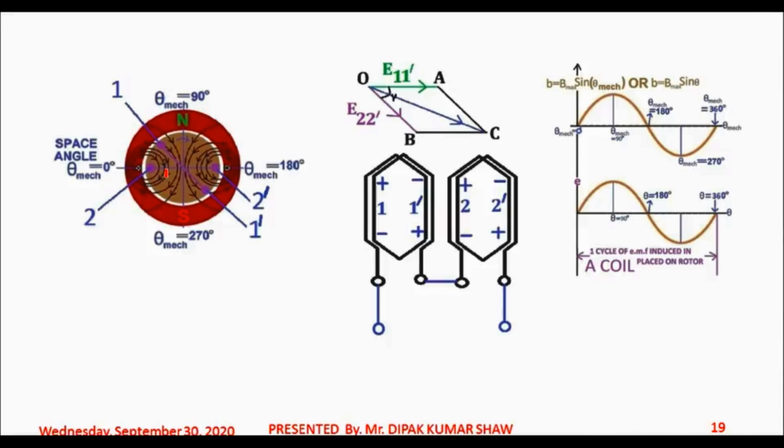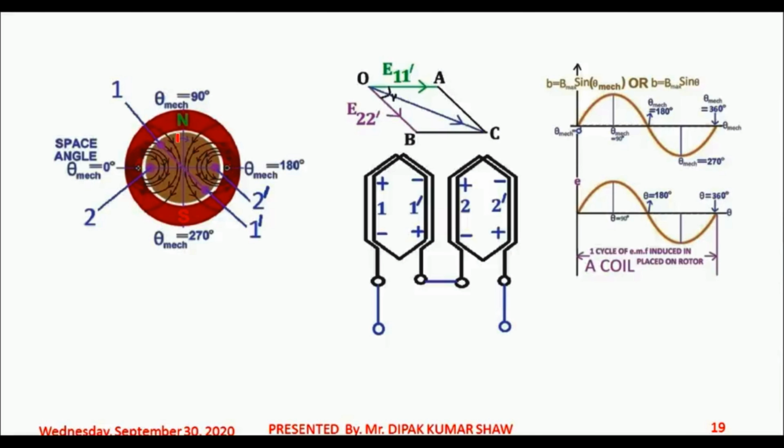This gamma is the angle between the center of the slot which is housing coil side 1 and the center of the slot which is housing coil side 2. Let me again repeat it, gamma is the angle between the two lines drawn from the center of the slot containing coil side 1 and the center of the slot containing coil side 2. So that angle gamma is known as the slot angular pitch.